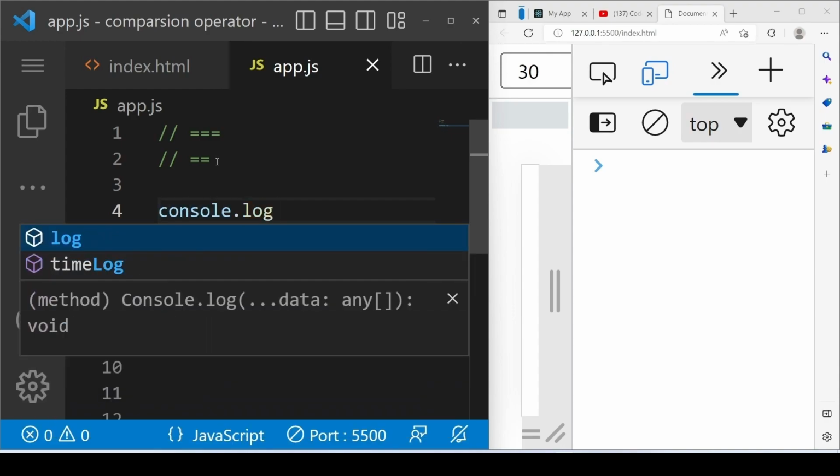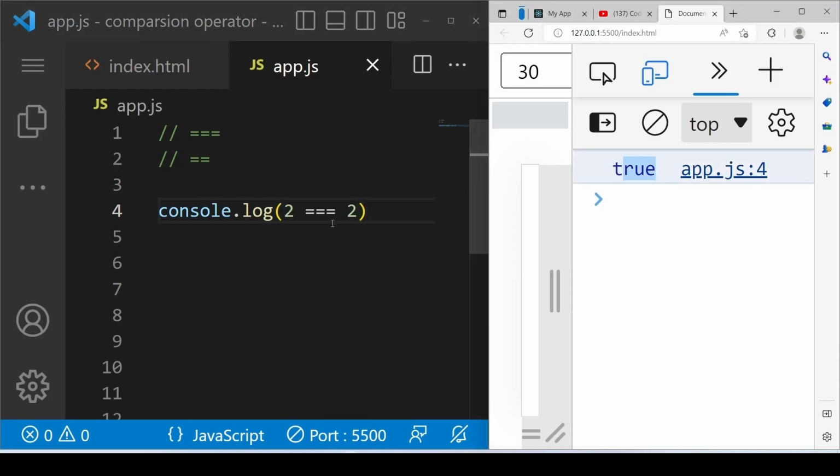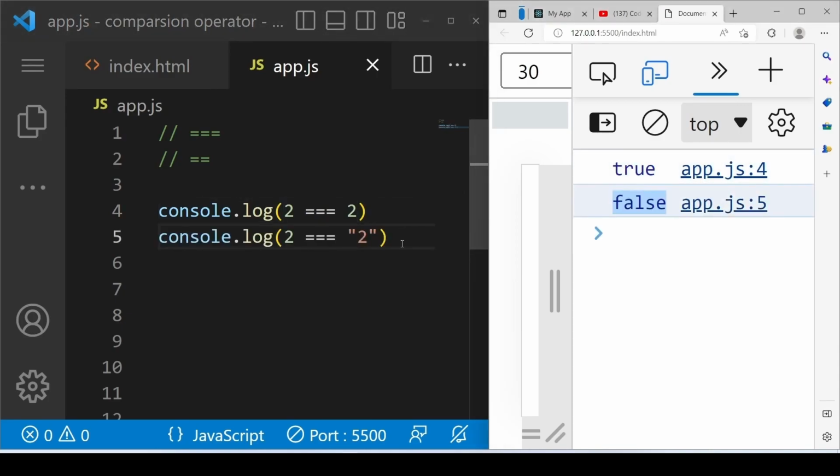It compares both the value and the data type of the operands. In our first example, we have console.log 2 triple equals 2, since both operands are the number 2 and they have the same data type. This expression evaluates to true.